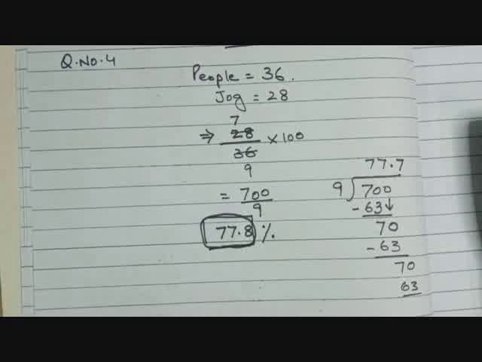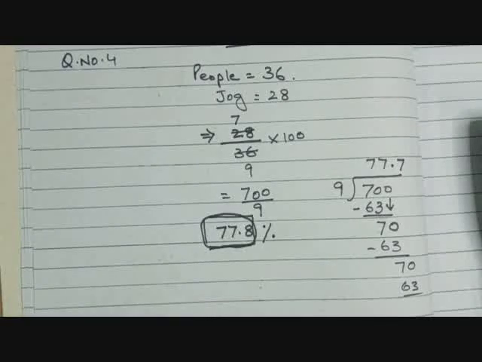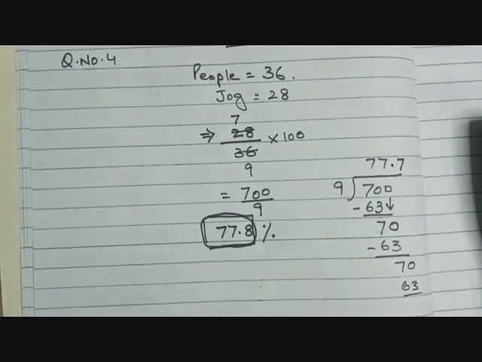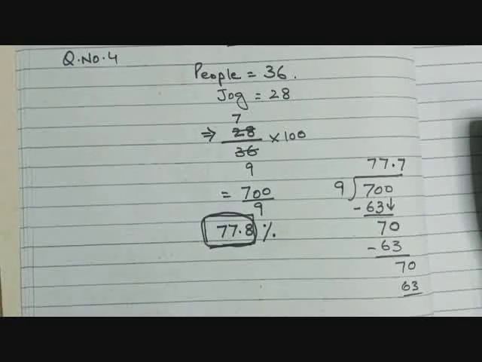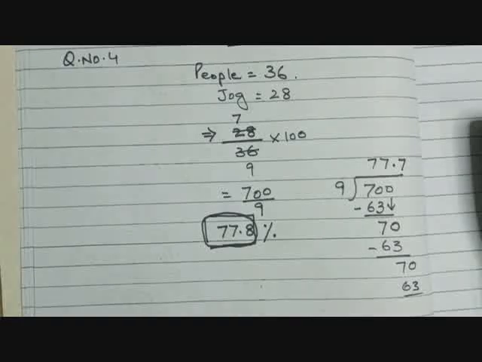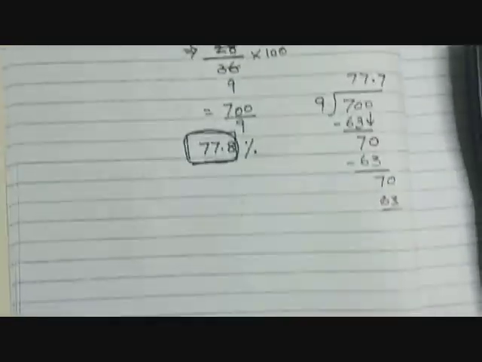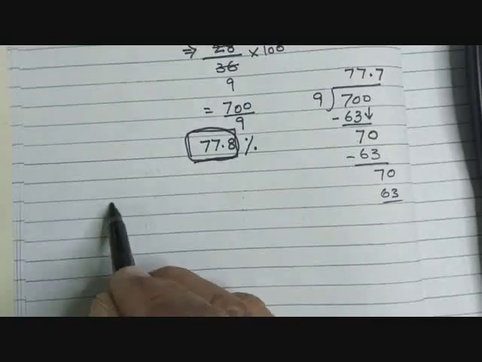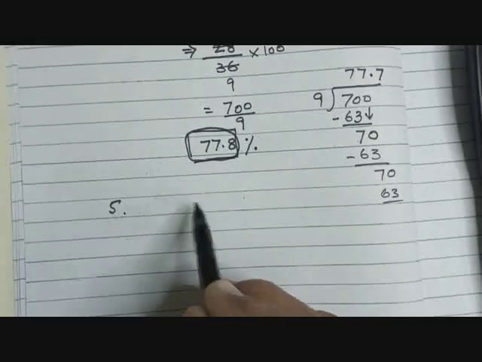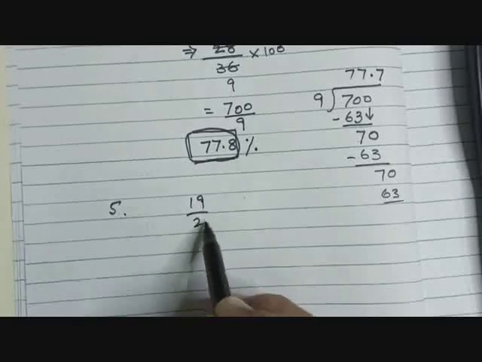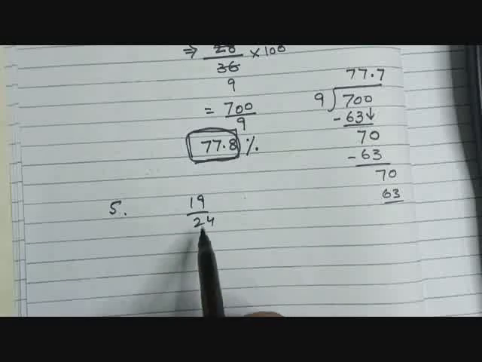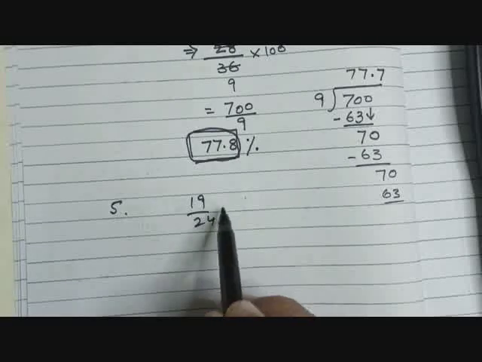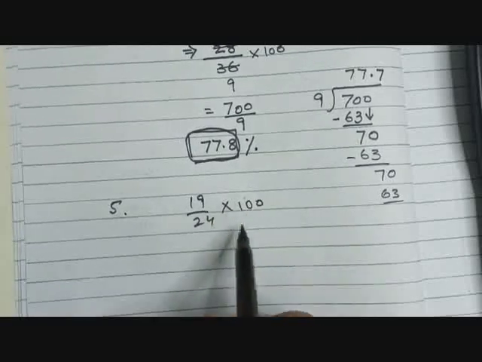Now let me proceed to another question. Jack scores 19 in the test. What percentage? It is very easy again, and need not be done fully. I'll just show you the format of doing it. So it is 19 upon 24, which is given. A student has scored 19 out of 24, so we have to find the percentage. We'll simply multiply it with 100.